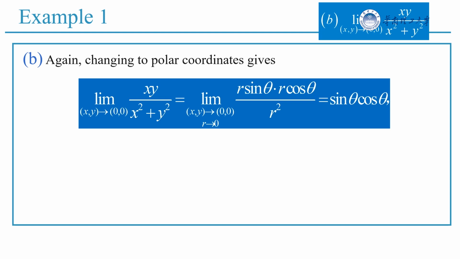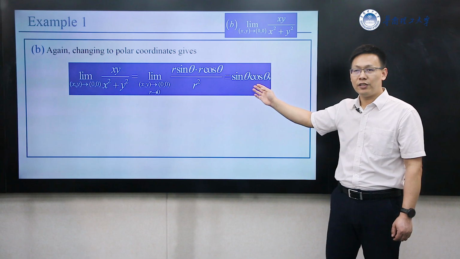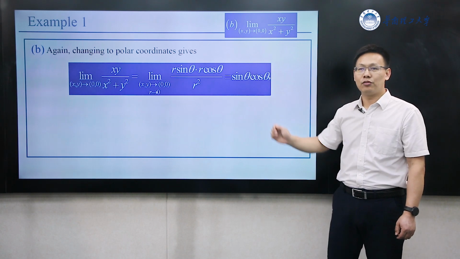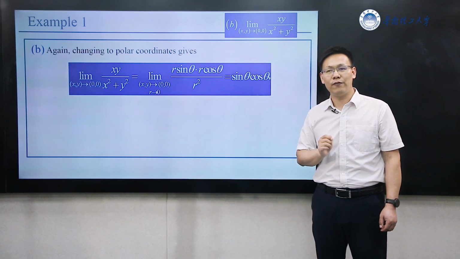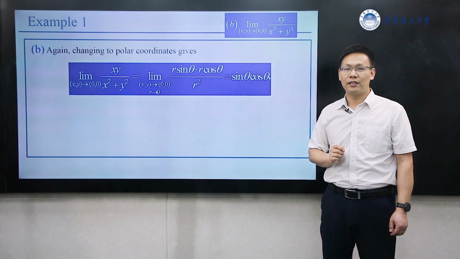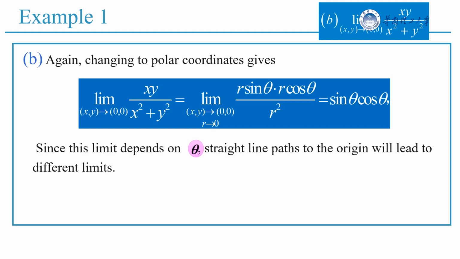Since this limit depends on theta, different straight line paths to the origin will lead to different limits. Thus, the limit does not exist. Question: is there any other idea?